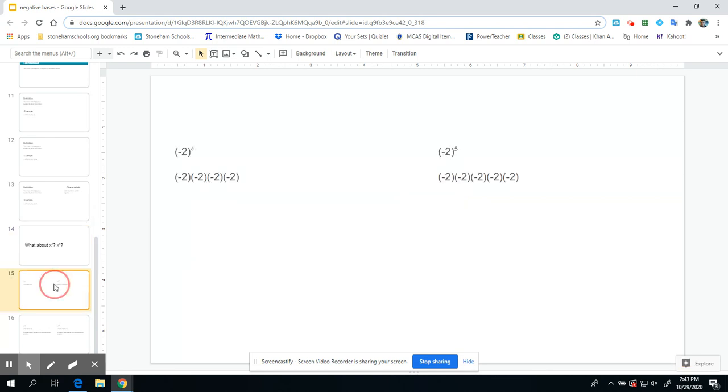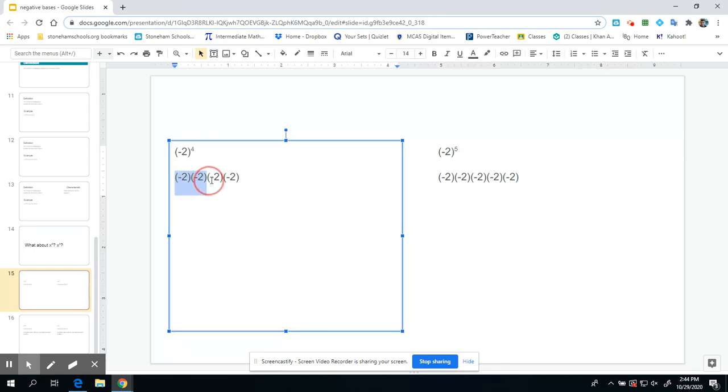If we continue to look at powers of -2, we would have -2 to the fourth and -2 to the fifth. Here I'm multiplying -2 by itself 4 times. Here I'm multiplying -2 by itself 5 times. So we know that -2 cubed is a negative number, and if I multiply that by another negative, it would come out as positive.